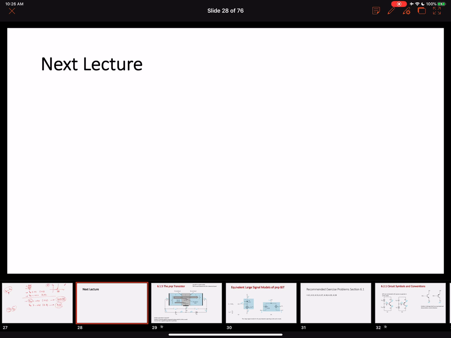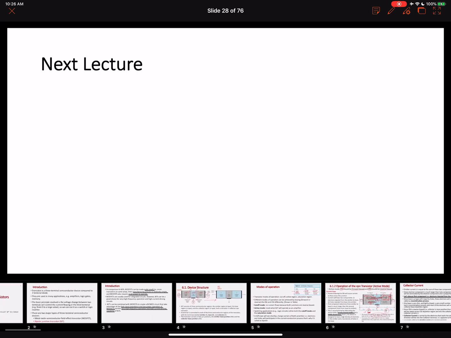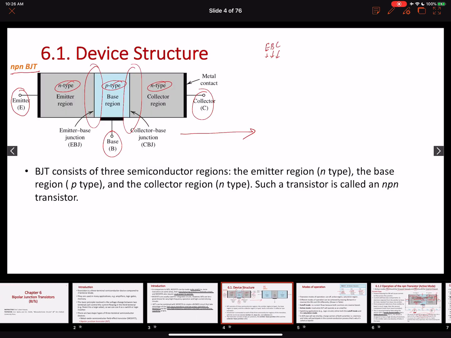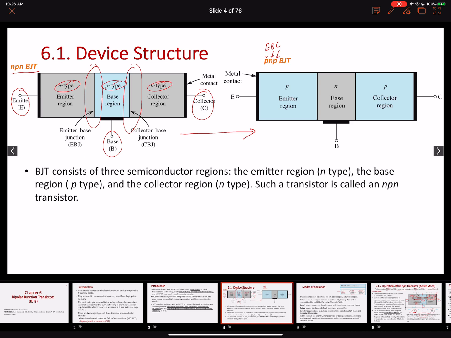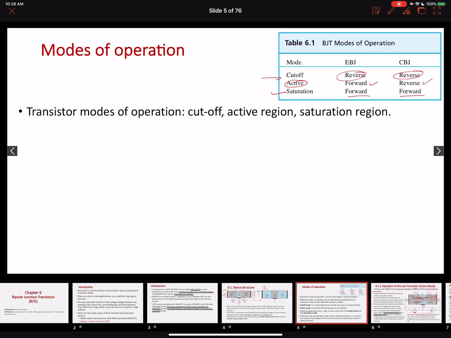Hello everyone, welcome to the next lecture on bipolar junction transistors. By now we have started talking about the physical structure of the NPN and PNP transistors. We talked about the modes of operation.